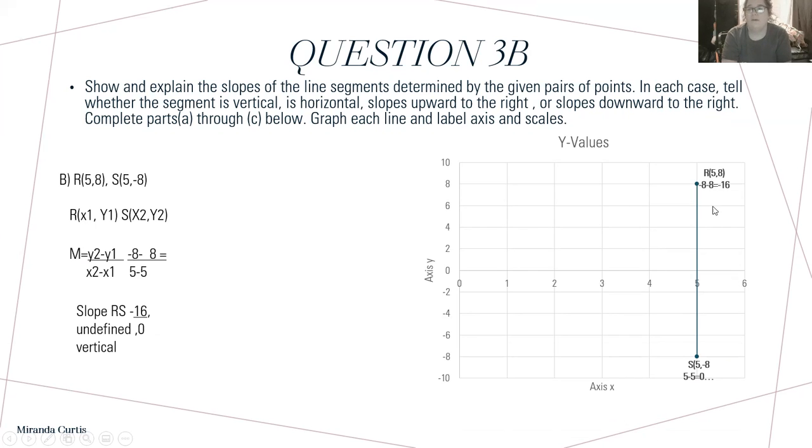So when we come over here and we graph it, it's a straight line down, which is undefined, it's vertical, because -16 over 0 is our slope. It doesn't give us a slope, it's undefined. So here's one point, right here is 5, 8, it's -8 minus 8 is -16, and down here is 5, -8, and it's 5 minus 5 is 0.